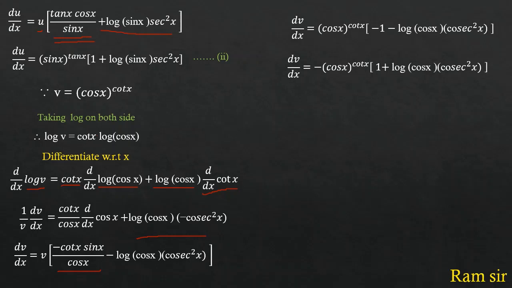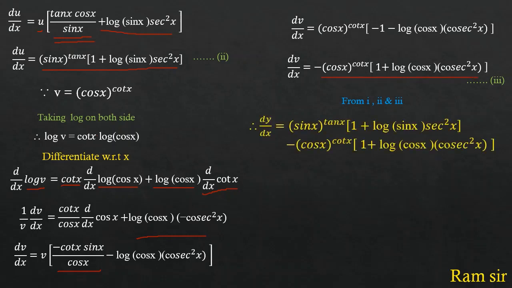So now writing, this is equation number 3. So we have equation number 1, equation number 2, equation number 3. By these 3 equations we can find the answer of dy by dx, which is equal to du by dx, whose answer we derived, plus dv by dx, whose answer we derived. So we'll update values. dy by dx is equal to u minus, because in the value of dv by dx we have a negative sign, minus cos x raised to cot x multiplied by 1 plus log of cos x multiplied by cosec square x. We are revising the same type again and again.